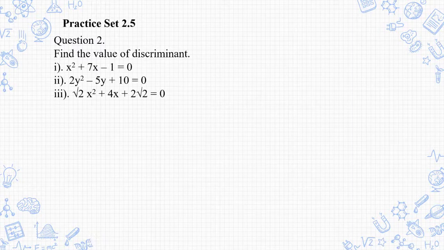Now let us solve the sums of practice set 2.5. Question 2. Here we have to find the value of the discriminant. If you remember, discriminant is nothing but b square minus 4ac. This value is called the discriminant. So we have to find the value of the discriminant.